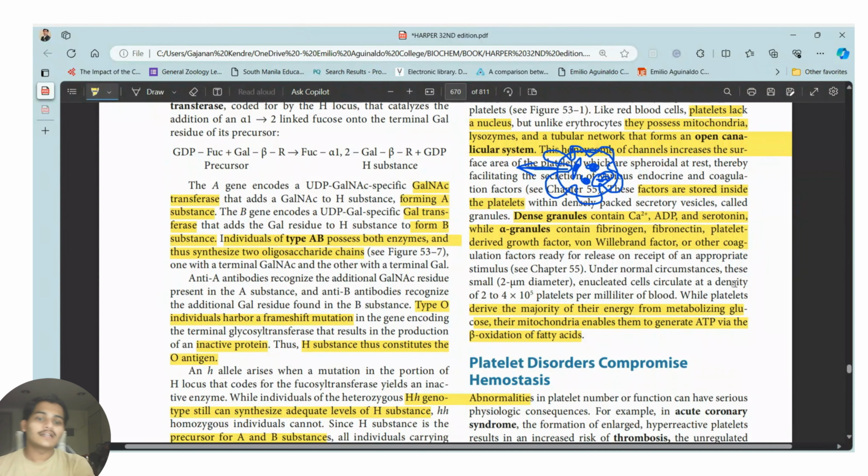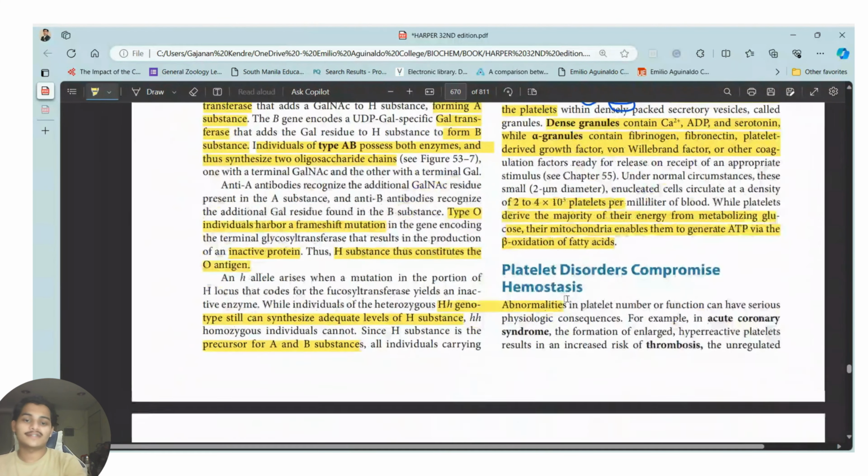Then, under normal circumstances, these small diameter, enucleated cells circulate at 2 to 4 times 10 raised to 5 platelets per millimeter of blood, while the platelets derive the majority of their energy by metabolizing fatty acids through beta oxidation, as they have mitochondria. But the erythrocytes, or the RBCs, do not have them. So the major energy source for erythrocytes is glycolysis.